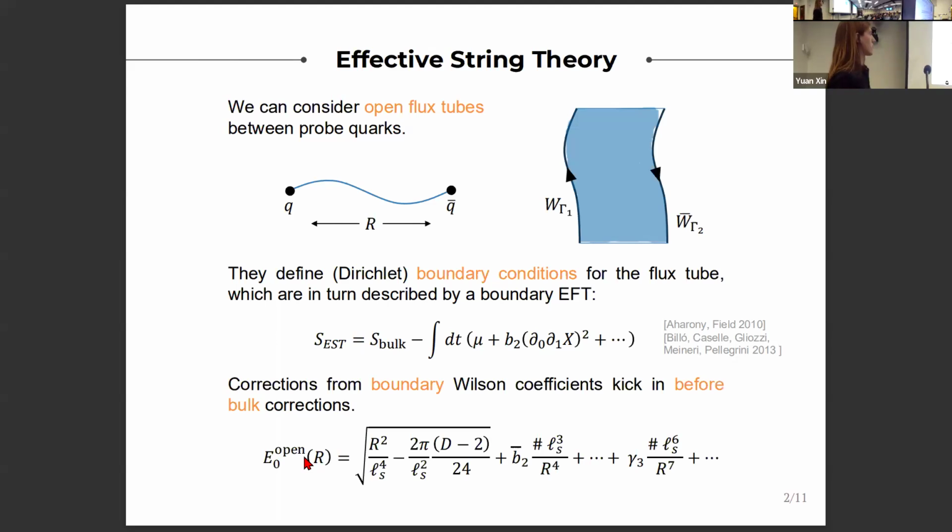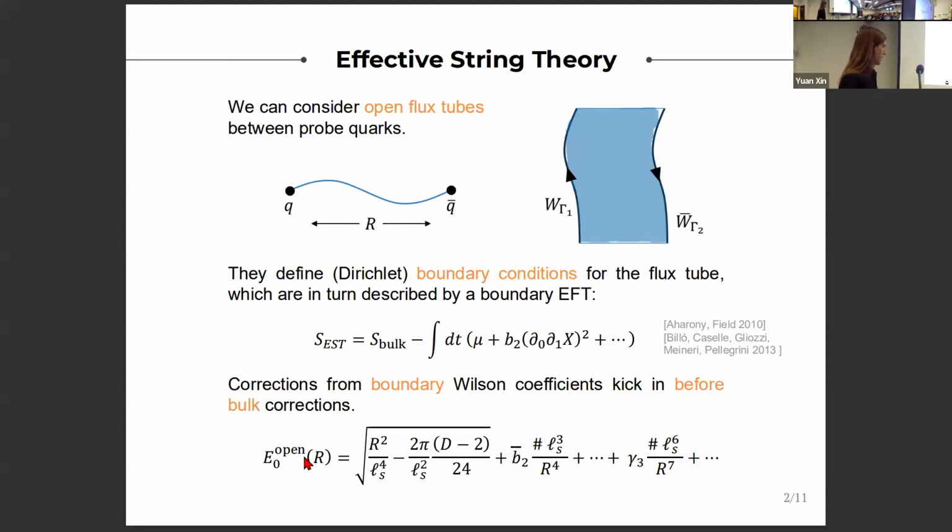In particular, you can consider now, for example, the ground state energy of an open string. So some string where you have the 2 probe quarks separated by some distance r, again has some universal terms and then some corrections. And this one receives corrections from both the bulk and from the boundary Wilson coefficients. And one important point is that the boundary Wilson coefficients actually appear at orders several orders before the bulk corrections. So if you care to measure these observables that have some boundaries, you better understand these Wilson coefficients from this effective action on the boundary.